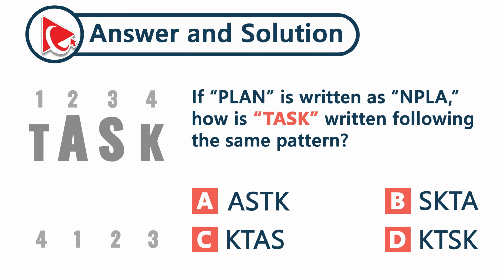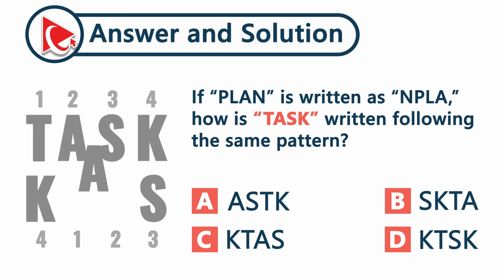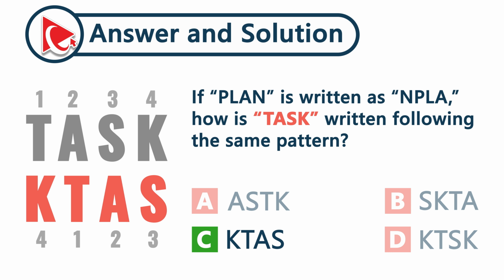Now let's apply the same logic to task. The last letter is K. Move it to the front. What's left? TAS. Put it together and what do you get? KTAS. So the correct answer here is choice C.